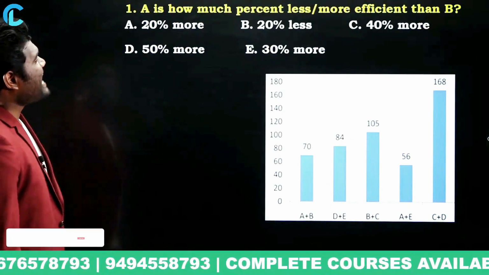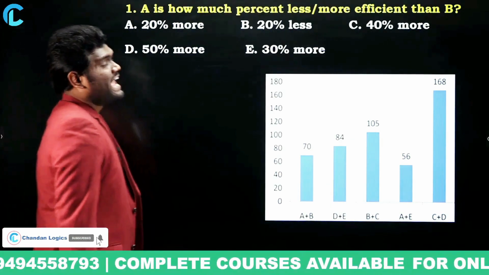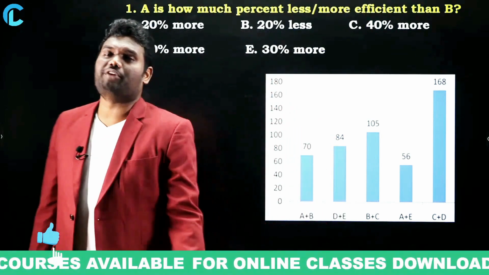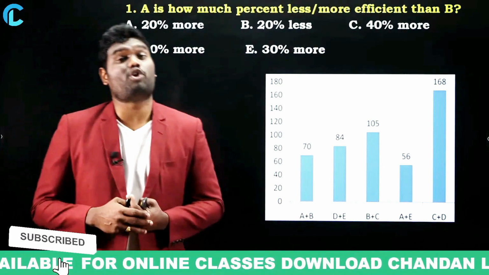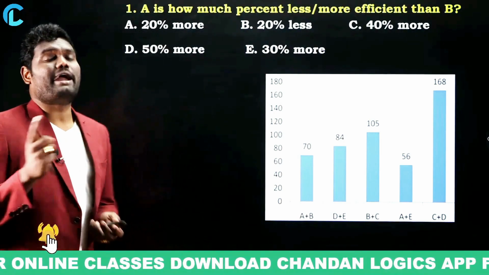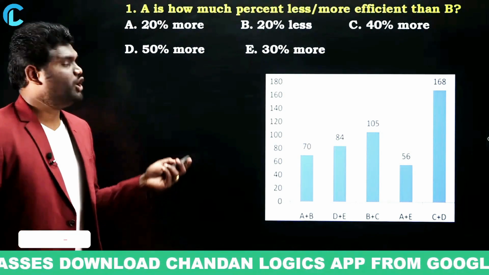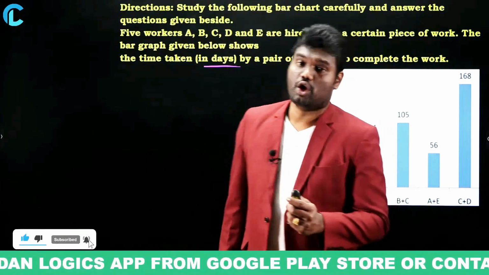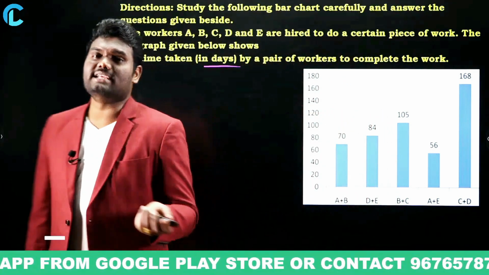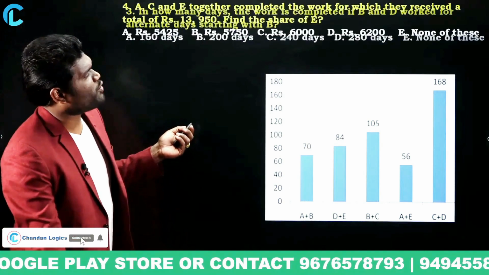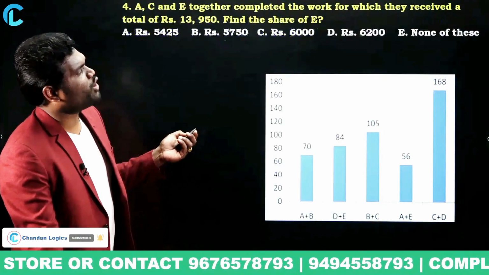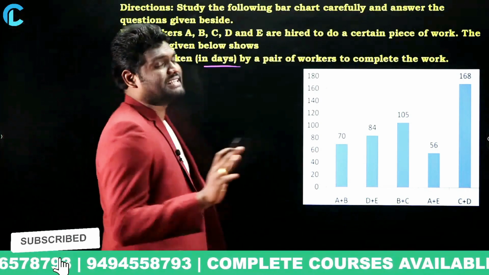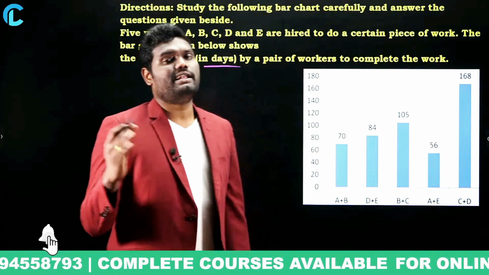Look at the question. A is how much percent less or more efficient than B? So if I need to know that, first of all I need to know the efficiencies of A and B, yes or no? So first I will find the efficiency of A, B, C, D and E, so that our calculation will be easy and we can solve these 5 questions very easily. Without knowing this information, we can't solve these questions.